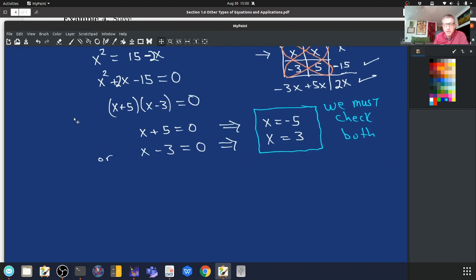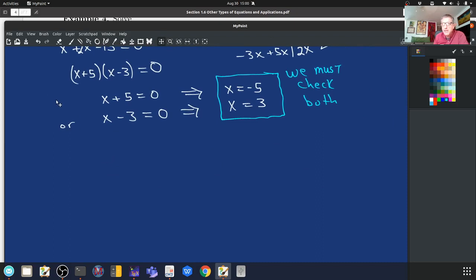Yeah, I wish you could, but the power property, the property I introduced you to at the very beginning, forces us to do this, because we may have got an extra equation. So let's look at the original equation. I have x minus the square root of 15 minus 2x is equal to 0. So let's check with x is equal to 3. So let's plug in 3.